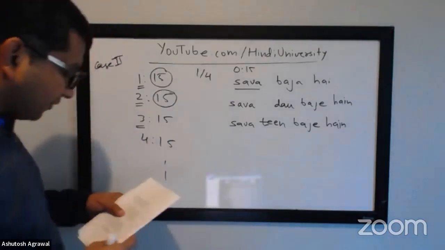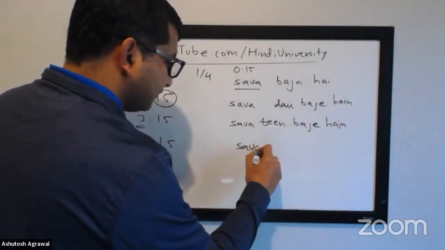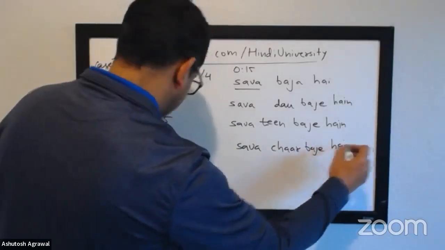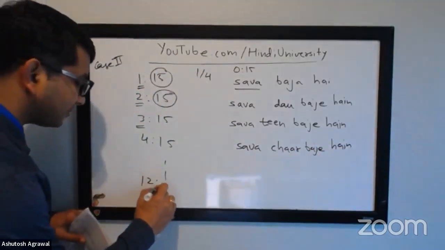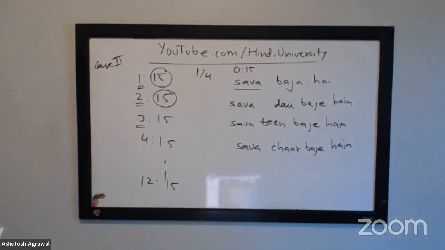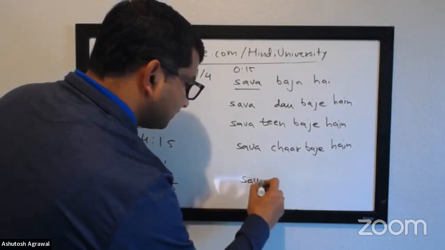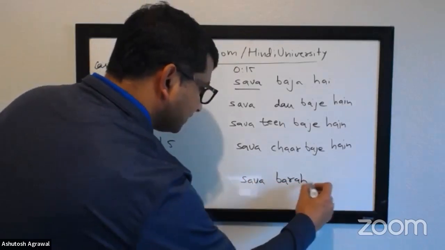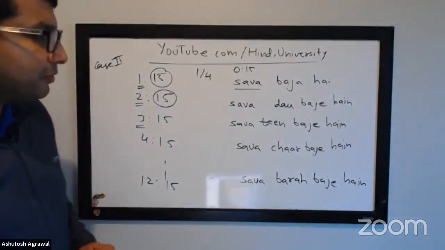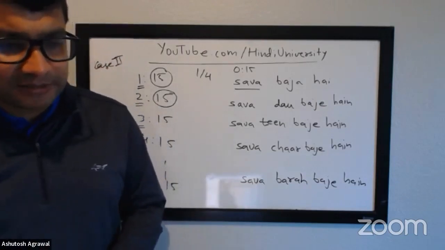Sunita ji, let's do this one. 4:15. सवा चार बजे हैं. सवा चार बजे हैं. And then let's say 12:15 also. Donna ji? 12:15. Sava bara baje hai. And as you pointed out before, you can definitely say subah ke or dopahar ke or sham ke or raat ke.